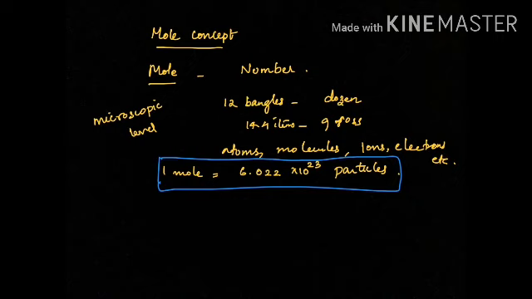This number, 6.022 into 10 raised to 23 particles, we call the Avogadro number. We represent it as Na. So 6.022 into 10 raised to 23 is the Avogadro number, Na. So from where do we get this number, 6.022 into 10 raised to 23 particles?